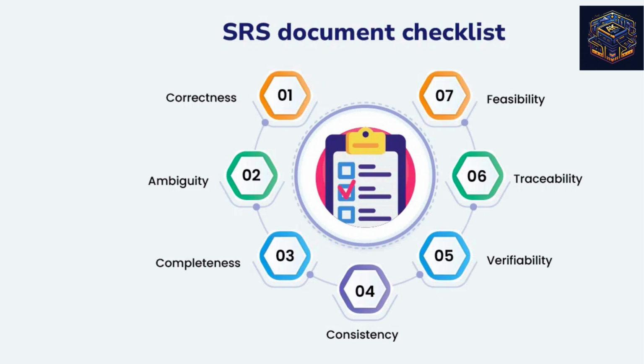1. Correctness. The SRS document must ensure that every requirement accurately represents expectations for the proposed software. For instance, if a client specifies a button response time of 2 seconds, but the document states 20 seconds, this is an example of incorrectness.